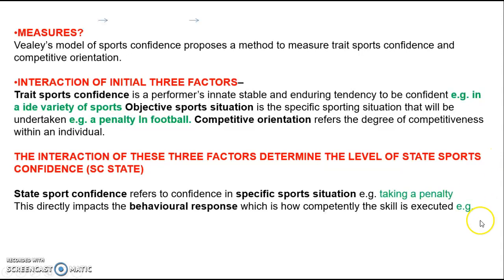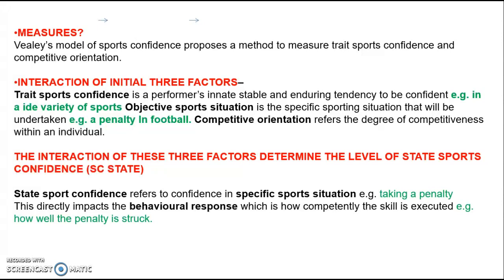So, for example, in this case, I think I'll put it onto here. For example, how well the penalty is struck, how well you make contact with that penalty, or how to put it there. Okay, so that could be your next bit. Now, once you've done that, those three things at the top kind of influenced our situation-specific confidence of taking a penalty. That then has a knock-on effect on our behavioural response, how competently we strike the ball.